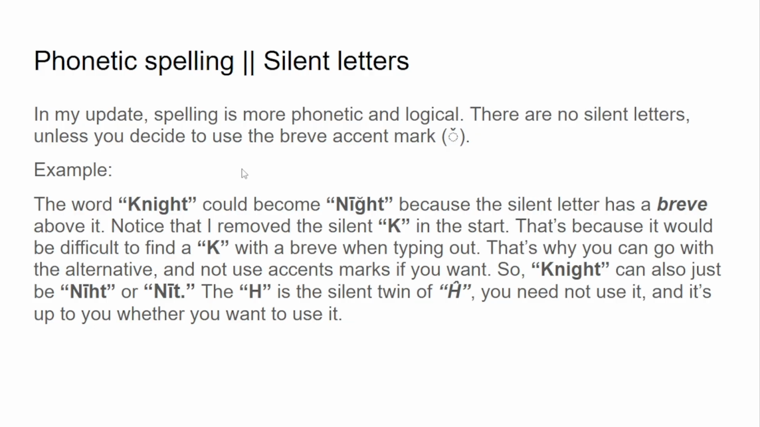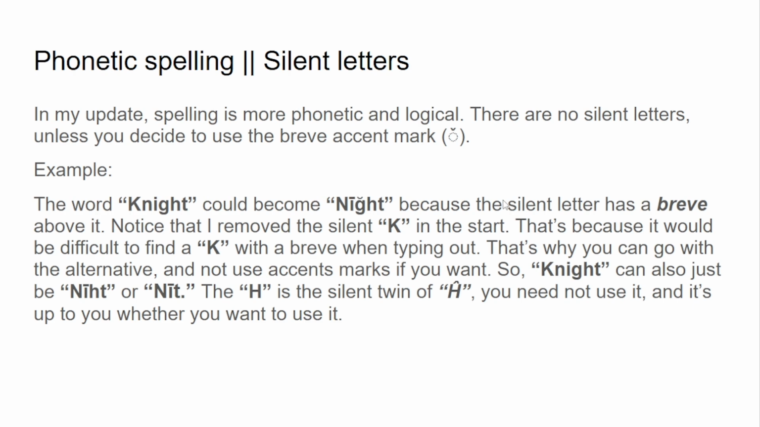So for example, in the word night, you can see there's a silent K here, and also a silent G, as well as an H. So you can literally spell the word as night with the N. You can take out the K and you can also see that the G has the breve accent. Notice that the silent K at the start, I removed that one because it's difficult to find a K with a breve when you're typing it. I don't think it's even possible to find one.